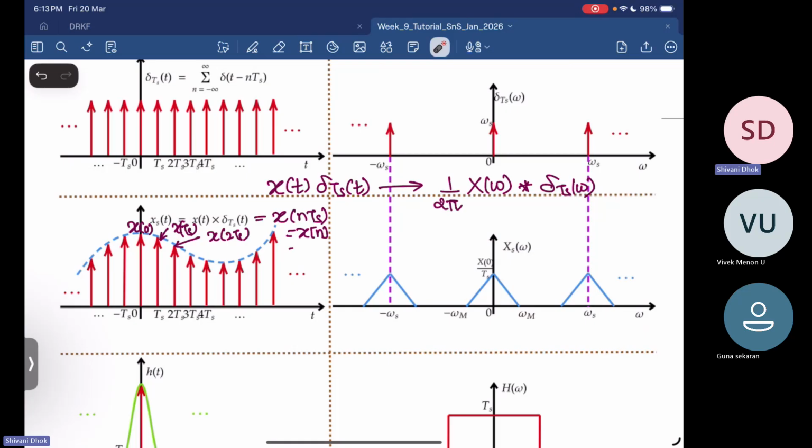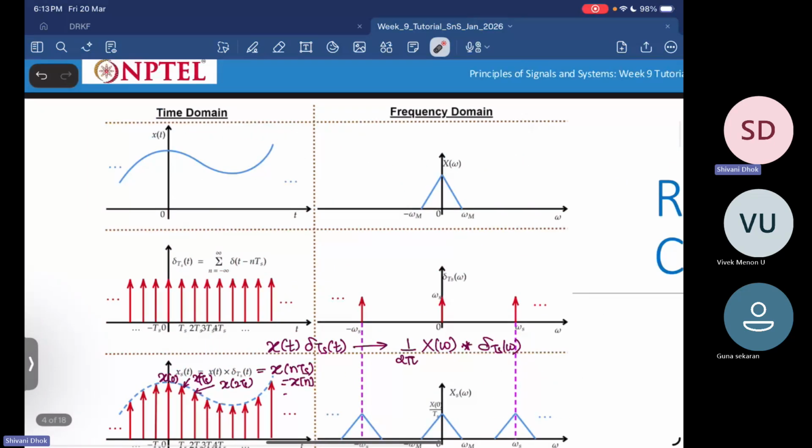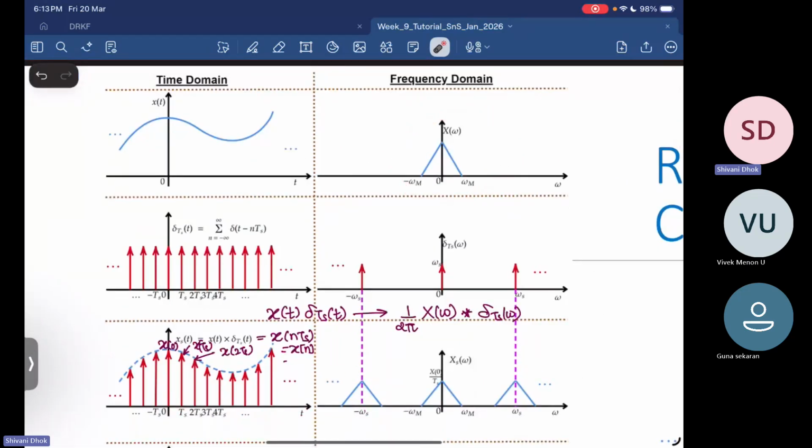Now, you sampled, you did your processing, you did everything, but now you want to recover back your analog domain, your continuous time signal. So how to do that? If you closely observe your original signal's Fourier transform and the sampled one, this part is common.